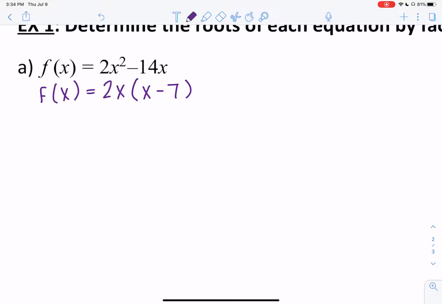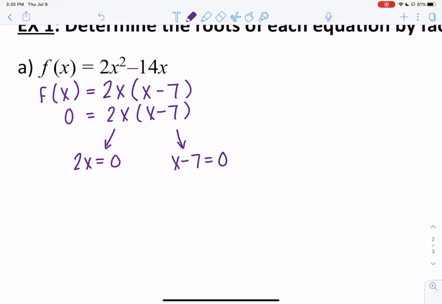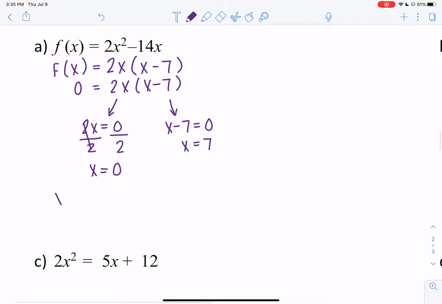Now I'm going to set the whole thing equal to 0, and then I set both of my brackets equal to 0. So I set this equal to 0, and I set this equal to 0. Now I solve for x. I divide by 2, I get x equals 0. On the other side, I get x equals positive 7. So that means that my roots are x equals 0 and x equals 7. So that's our first example.